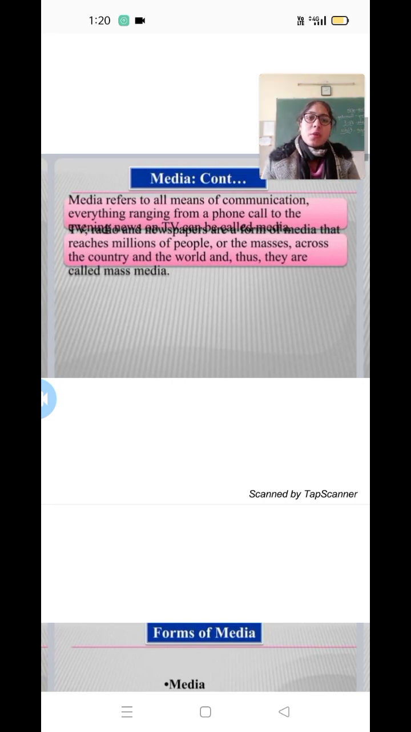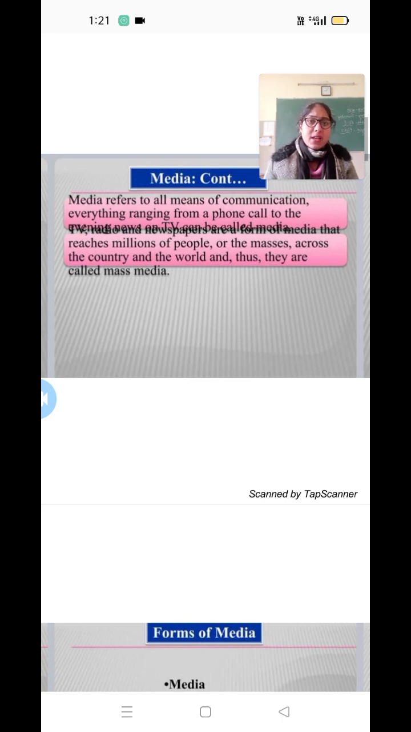Now let us come to the next topic, mass media. We have understood the meaning of media, now let us see what mass media is. Mass media is the media that reaches millions of people. The information that reaches millions of people, the masses across the country and the world, is known as mass media. For example, with television, at the same time the same information can be given to millions of people across the world.